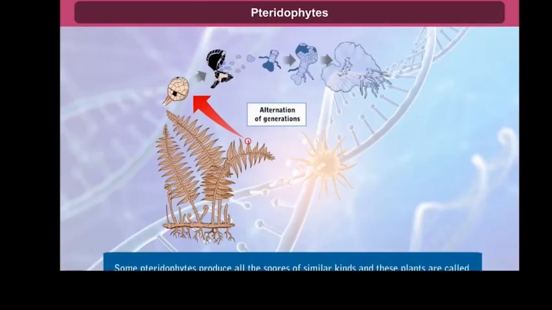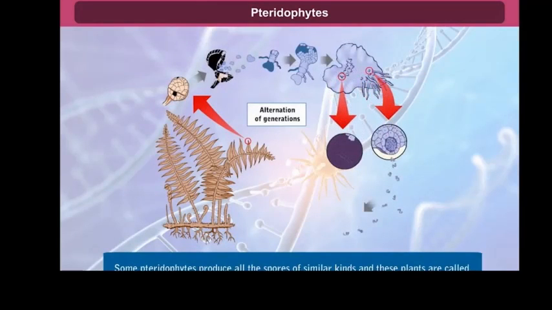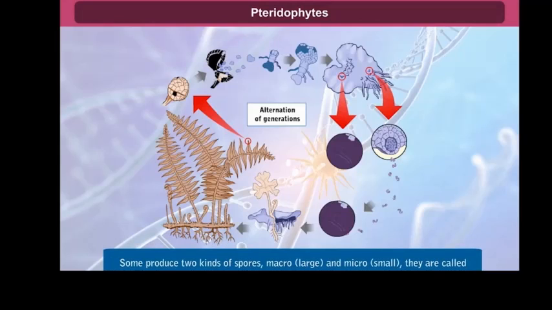Some pteridophytes produce all the spores of similar kinds, and these plants are called homosporous. Example, Equisetum. Some produce 2 kinds of spores, macro, large, and micro, small. They are called heterosporous. Example, Selaginella. The megaspores and microspores give rise to female and male gametophytes respectively.